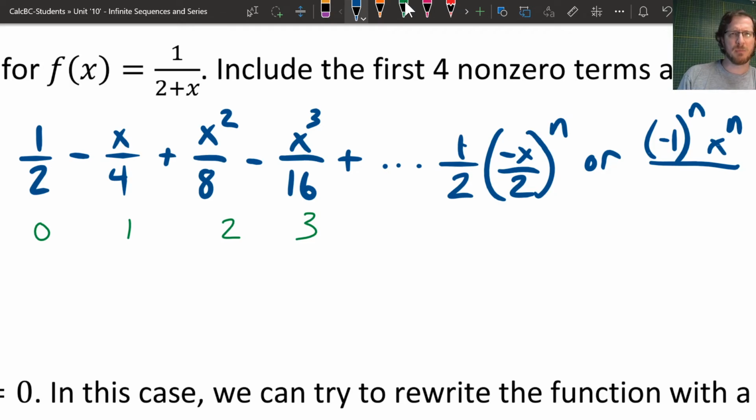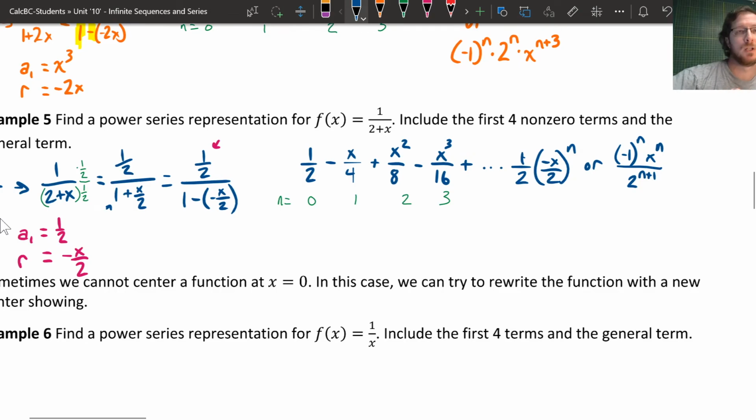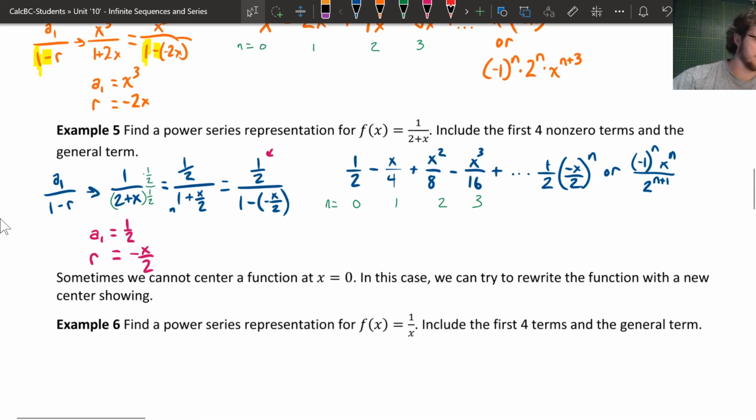Those exponents line up with our n values, so that works out. And in the denominators, we've got powers of 2. So 2 to the n, 2 to the 0 is 1. That doesn't work out. 2 is 2 to the first power, so if we do plus 1 there, does that work out? 2 to the 1 plus 1, 2 is 4. 2 to the 3 is 8. 2 to the 4 is, all right, so that looks good. So a different way to write our rule, not in geometric series form. All right, we've got our first 4 terms. We have our general term. We are good to go.